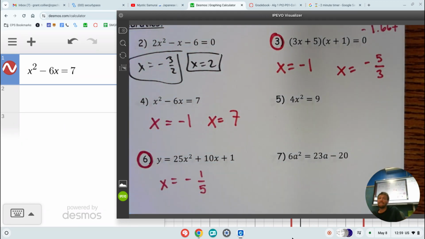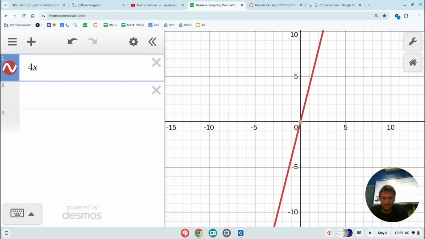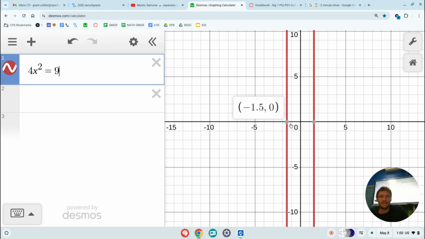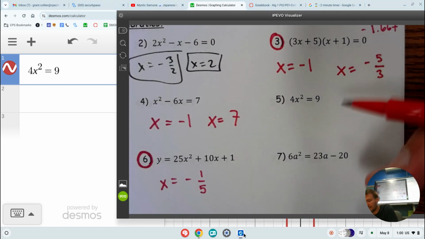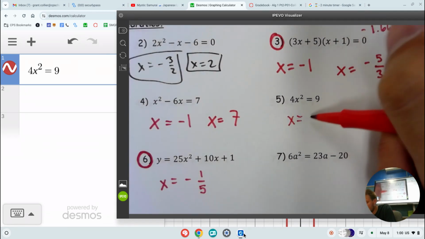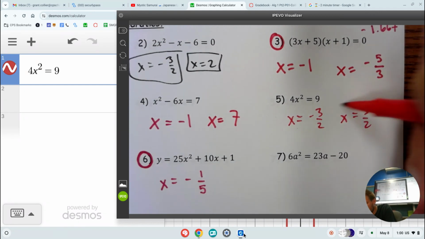Number 5 reminds me of difference of squares, if you remember that. But type it in. I hope you saw a picture that looks something like this. 4x squared equals 9. Negative 1.5, positive 1.5. Okay, I remember we just did the 1.5 thing, so we can keep that and remember that it's going to be x equals negative 3/2 and x equals positive 3/2.